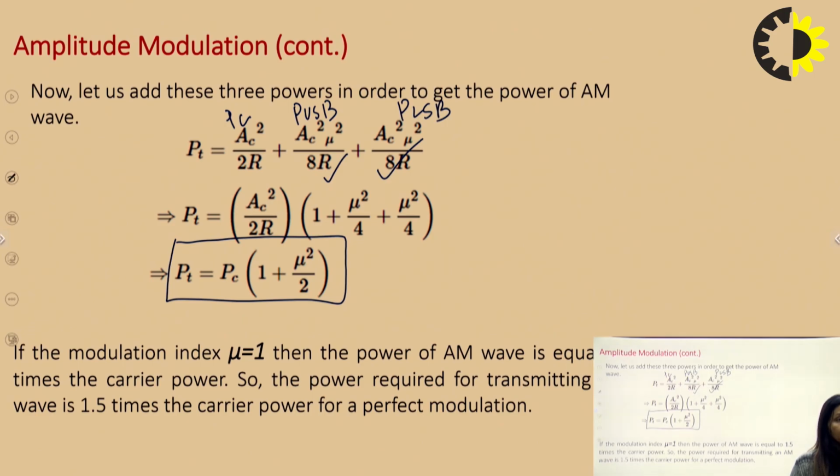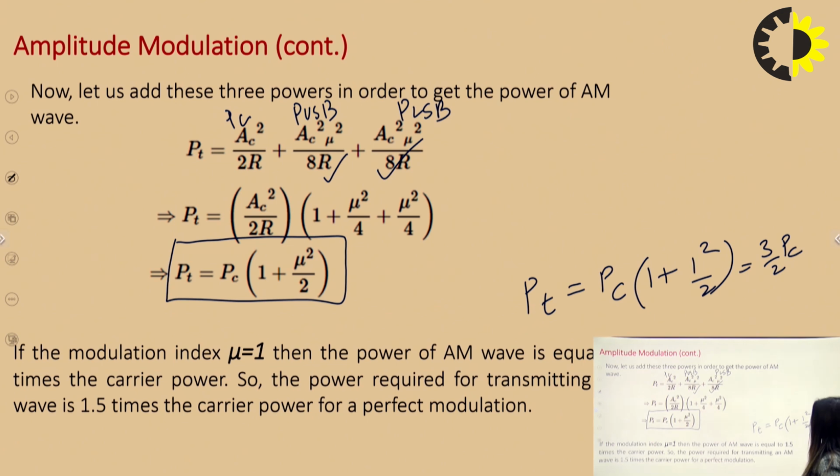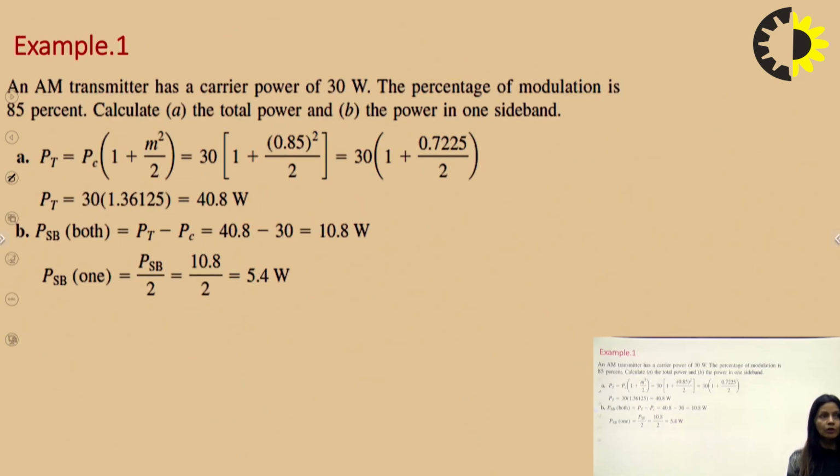If I say mu is equal to 1, then PT is equal to 1.5 times the carrier power. So the power required for transmitting an AM wave is 1.5 times the carrier power for a perfect modulation.